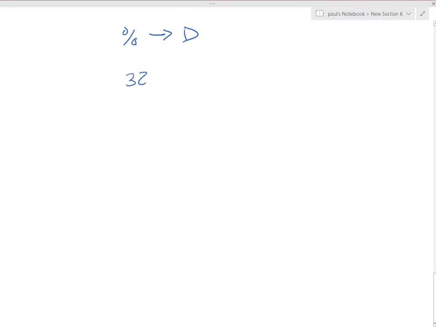So 38%, we simply write that number over 100. And then if you can, you'll be expected to simplify. So let's divide top and bottom by 2. So we'll get 19 over 50. Yeah, that's as far as I can go.